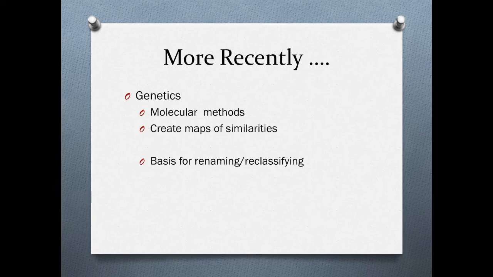But in the last few years, we're really looking at genetics. And genetics will hopefully once and for all classify who's related to whom and be able to create molecular maps of similarities. And this has now become the basis for renaming and reclassifying plants. So in a lot of cases, we have plants that look very similar on the outside, so we thought they had to be related. We look at the genetics and you say, oh, one has a chromosome count of 11 and this one has a chromosome count of 16. So they're not really that closely related. So we're looking at genetics more and more for dealing with changes in plants.